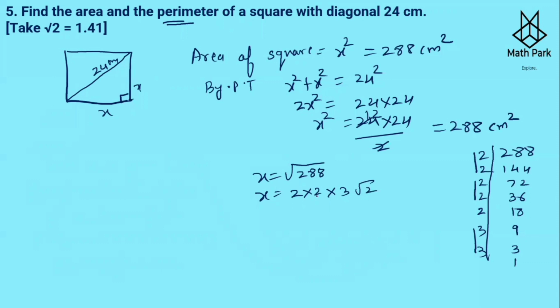So 2 2s are 4, 4 3s are 12. So this is 12 root 2, which is the side of a square. 12 root 2 centimeter is the side of a square.